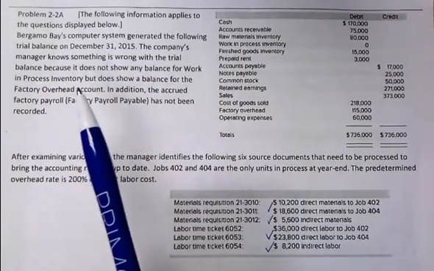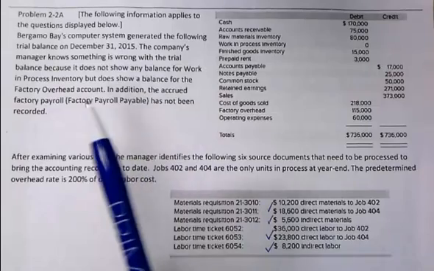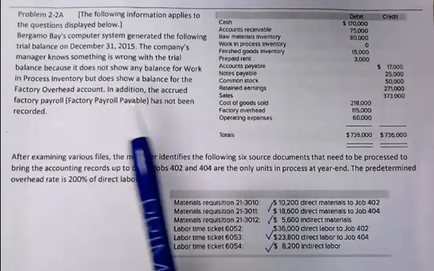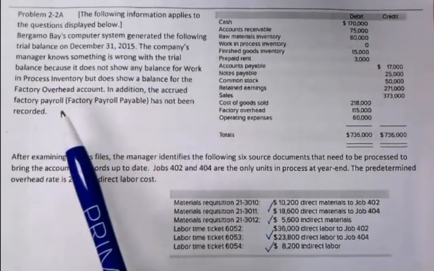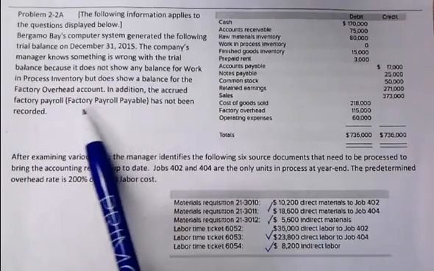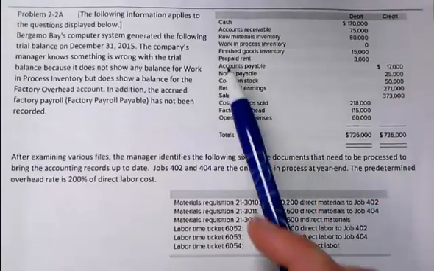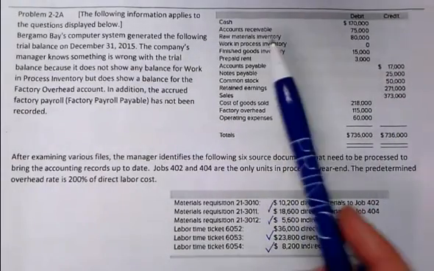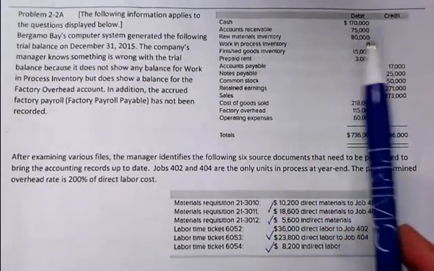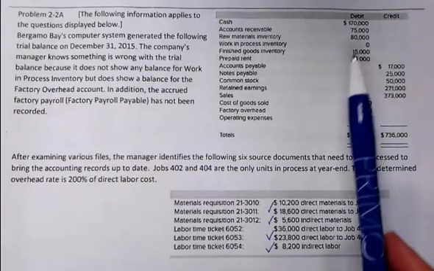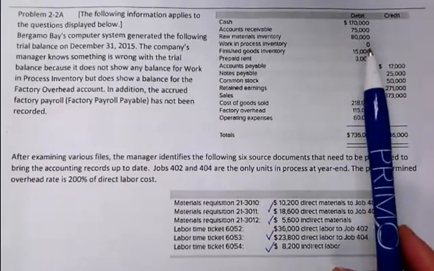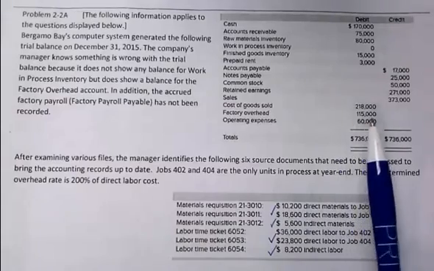in process inventory, but does show a balance for the factory overhead account. In addition, the accrued factory payroll, we're going to use the account factory payroll payable, has also not been recorded. So here we see a trial balance. Remember, a trial balance just shows every account and its current balance at the end of a period. And in this case, work in process is 0, but factory overhead has a balance.